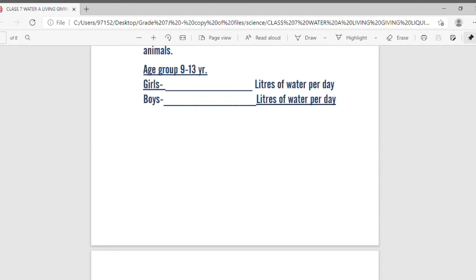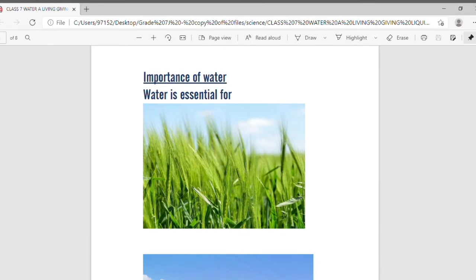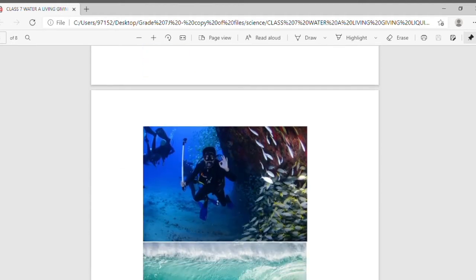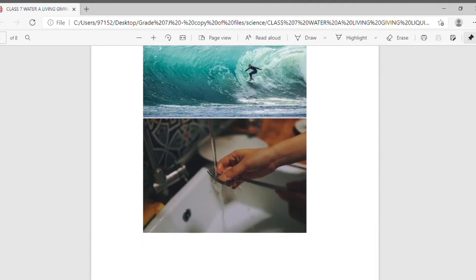Now the next topic, importance of water. Water is essential for, the picture is of a paddy field. So that means water is essential for agriculture. The picture of a dam. So we know that it is hydroelectric power. Scuba diving, surfing. So sports activity, recreational activities, right? Washing vessels. All household activities, they require water. Bathing, cooking, washing vessels, gardening require water. So water is very essential.